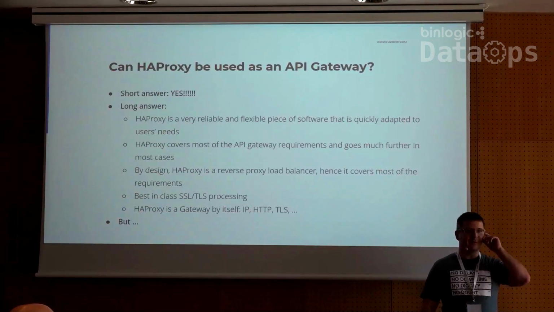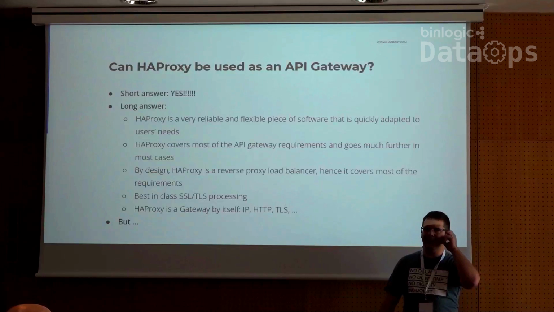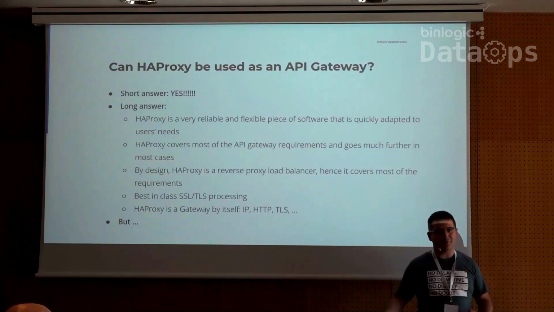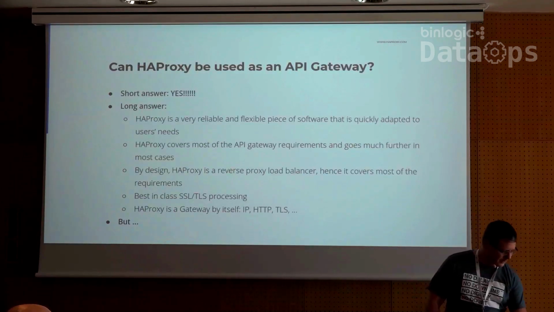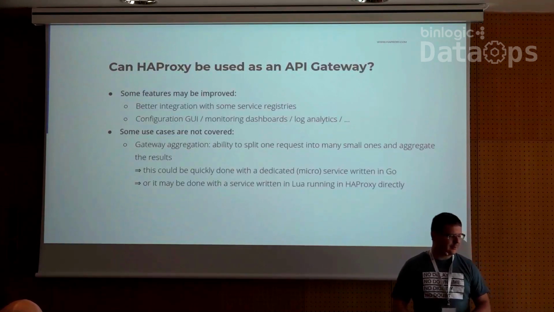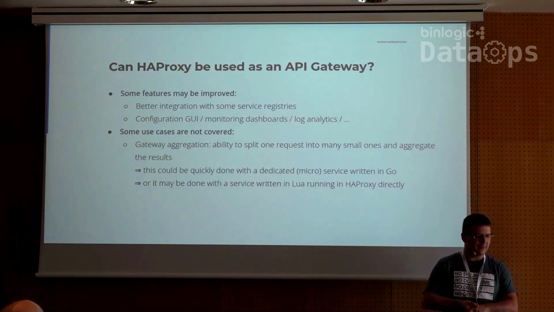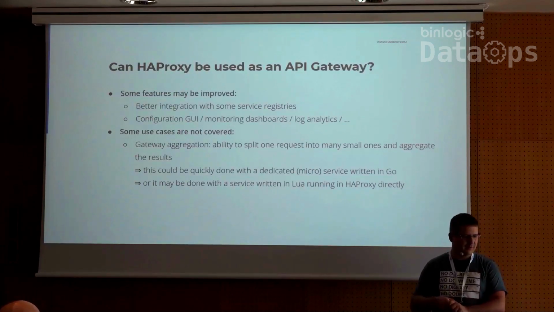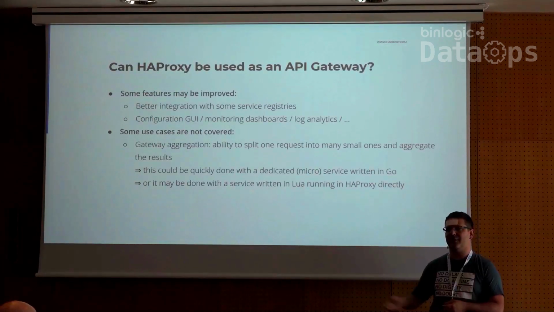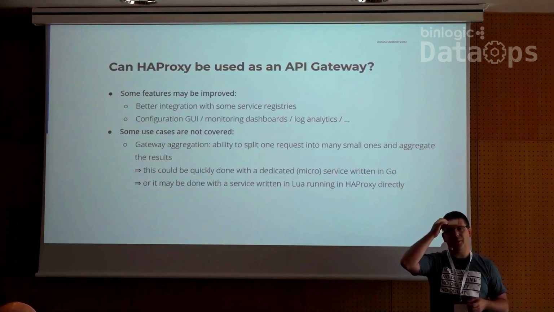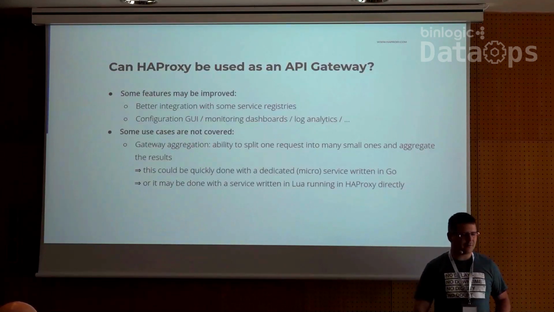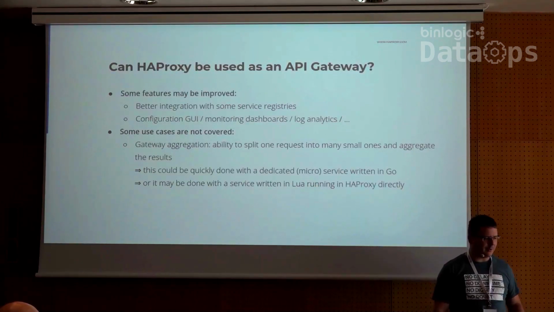And since the API gateway by requirement is some kind of HTTP reverse proxy, and this is the design of HAProxy, of course we can do it. That said, some features could be improved. Better integration with service registries, as we've seen on the slide on the table. We work quite well with Consul and Kubernetes, but not very well with the other ones. So it could be better on that part.